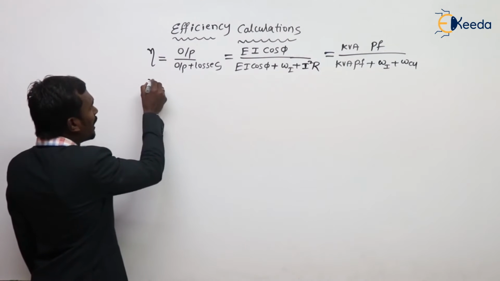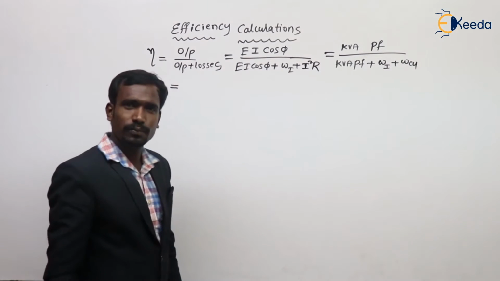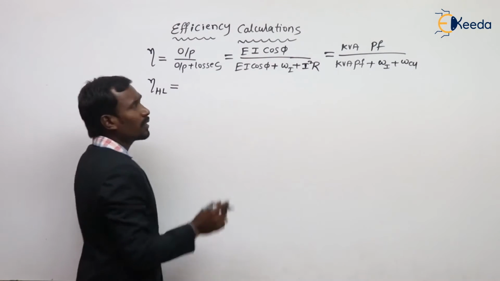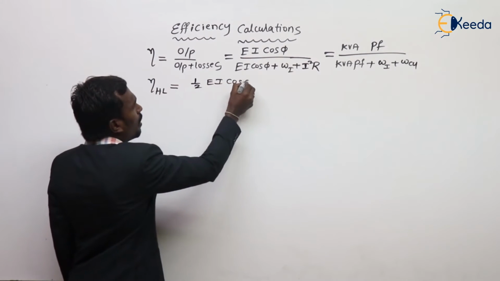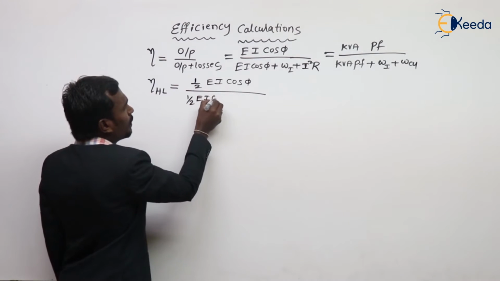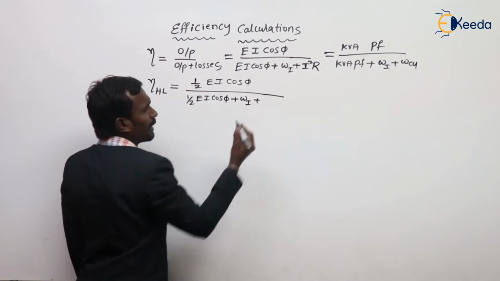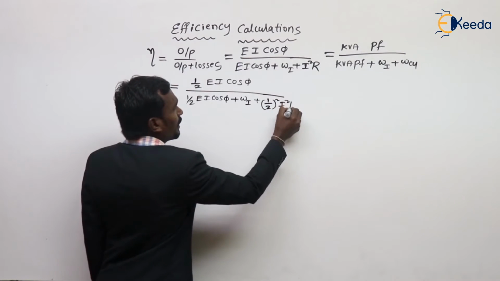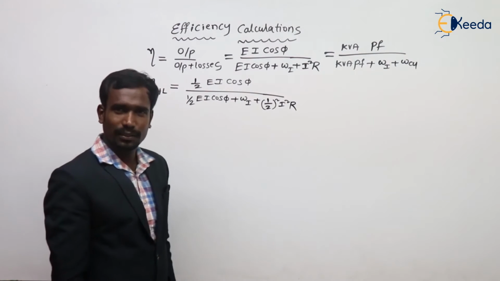For example, I want the efficiency at half load. Efficiency at half load is half into EI cos phi upon half into EI cos phi plus iron losses plus copper losses, that is half square into I square R losses. This is the half-load copper loss.